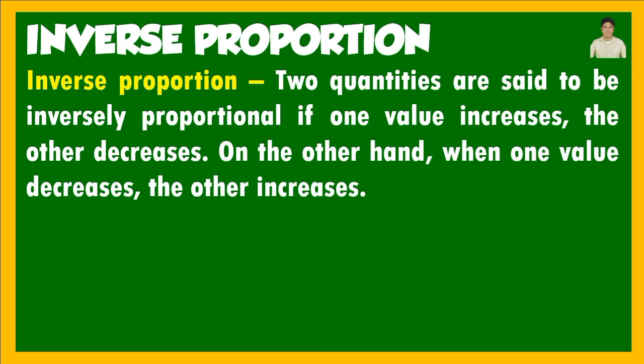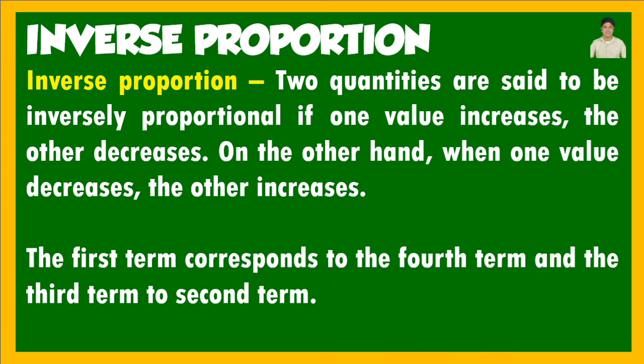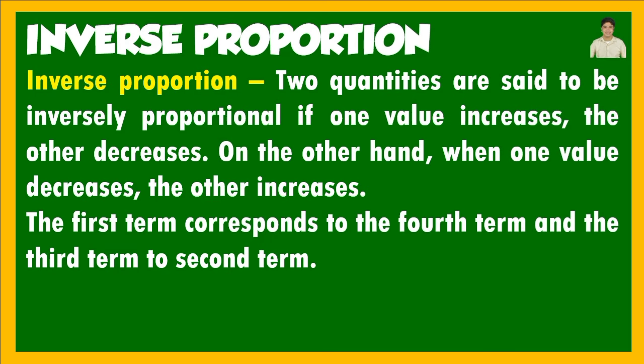Pero dito sa inverse proportion, baligtad. Kapag ang isang value ay tumataas, yung isa naman ay bumababa. Kapag naman tumaas yung isa or bumaba yung isa, tataas naman yung isa. And then, the first term corresponds to the fourth term and the third term to second term. Ayan. So, kanina first term correspond to second term, third to fourth term. Ngayon naman, first to fourth, tapos third to second term.